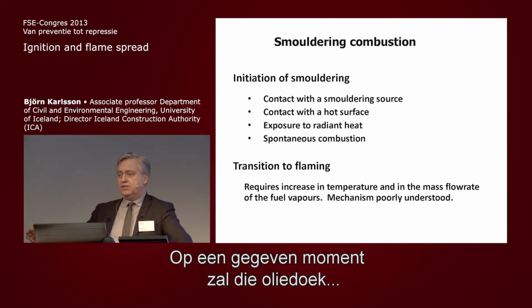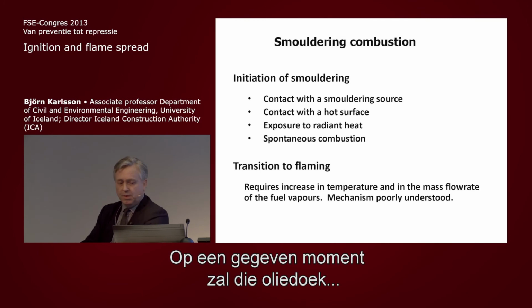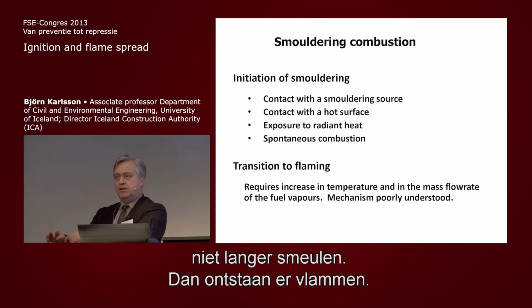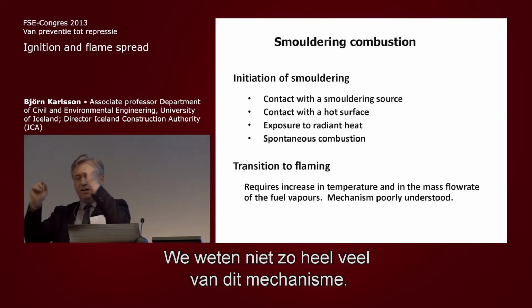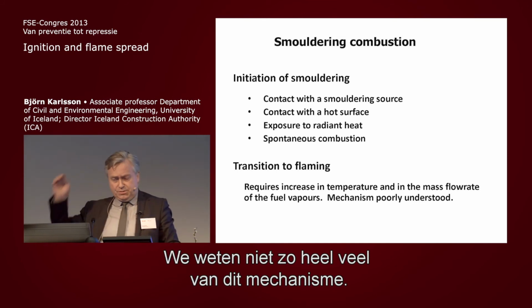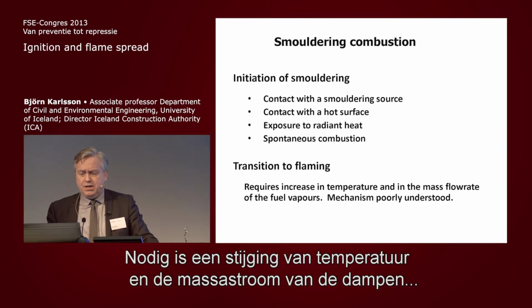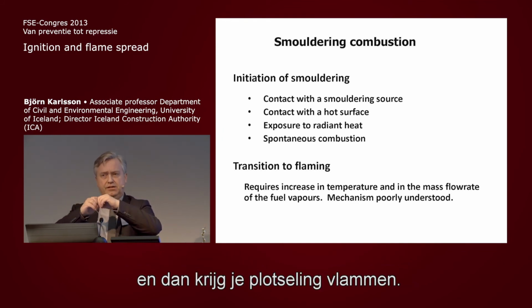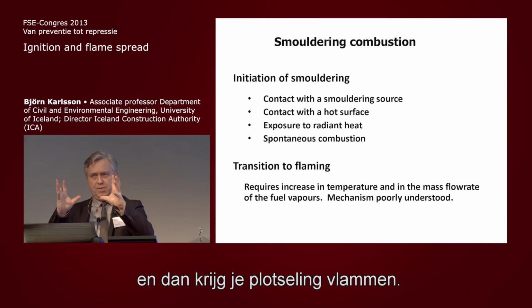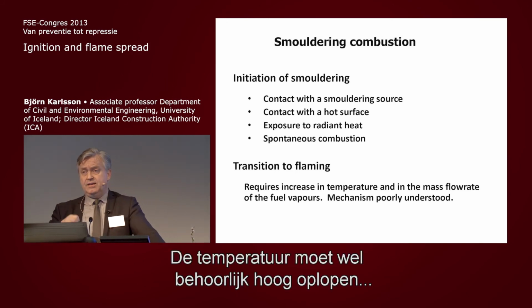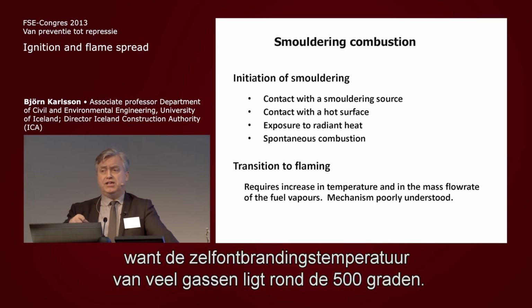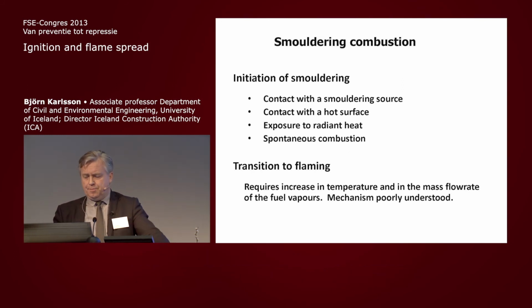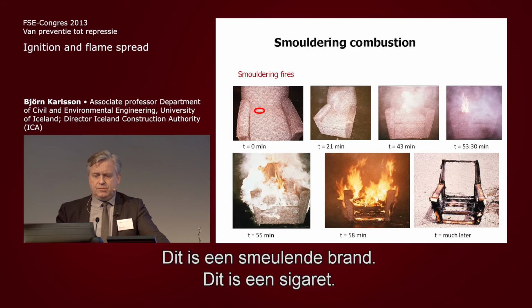So at some point, this oil rag will transition from smoldering over to flame. We don't know very much about this mechanism, but it requires an increase in temperature and mass flow rate of the vapors, and suddenly you will actually get flame. But it needs to be heated up quite a lot because the autoignition of many gases is up around maybe 500 degrees or something. So this is a smoldering fire.